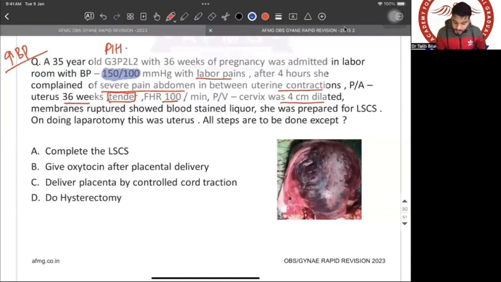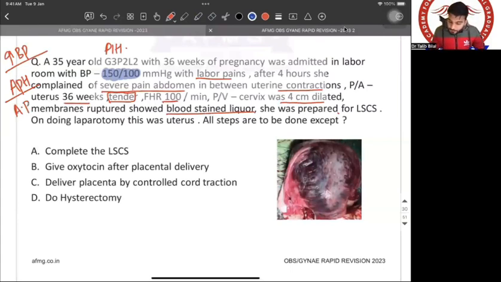The membranes ruptured, show blood-stained liquor. Amniotic fluid is a red color. Remember session 1, when I said the red color amniotic fluid is an indication of antepartum hemorrhage. Which antepartum hemorrhage mainly, guys? Abruptio placentae. Is that clear?